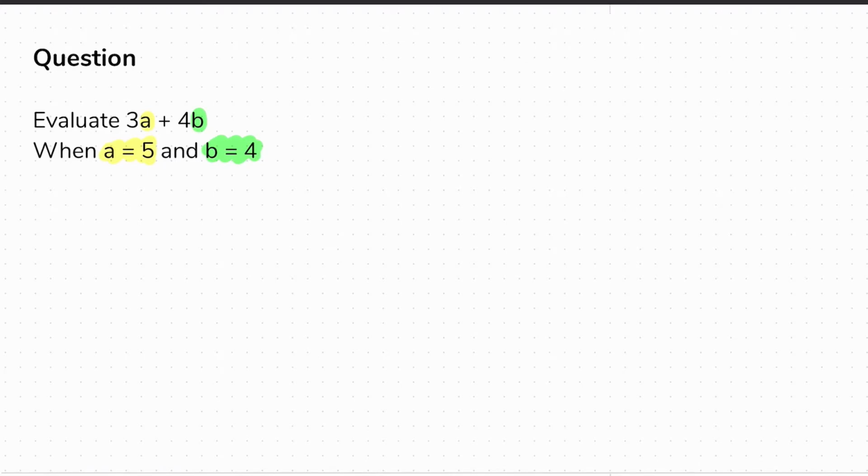So what I'm going to do is I'm going to substitute, right? I'm going to replace the a with what I know it is, a 5, and the b in a similar fashion. So we've got the b down here, the a here. So 3 times 5, 15, plus 4 times 4, 16. I end up with 31.